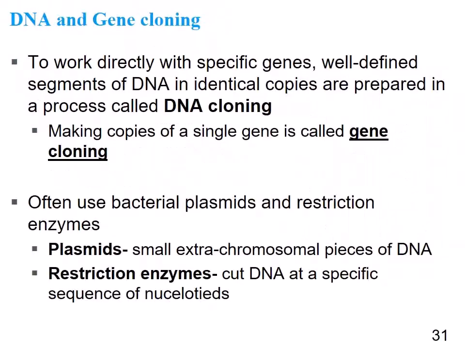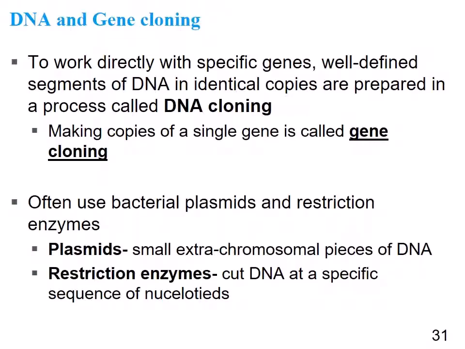So as far as DNA and gene cloning goes, to work directly with specific genes, well-defined segments of DNA and identical copies are going to be prepared in a process that's called DNA cloning. So we're making copies of DNA, and making copies of a particular gene or a single gene is going to be called gene cloning because we're making copies of a gene.